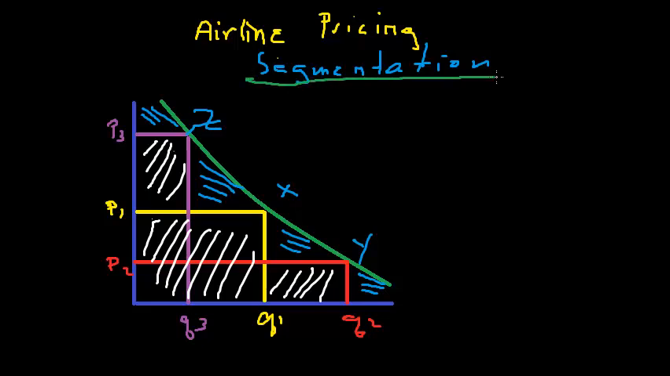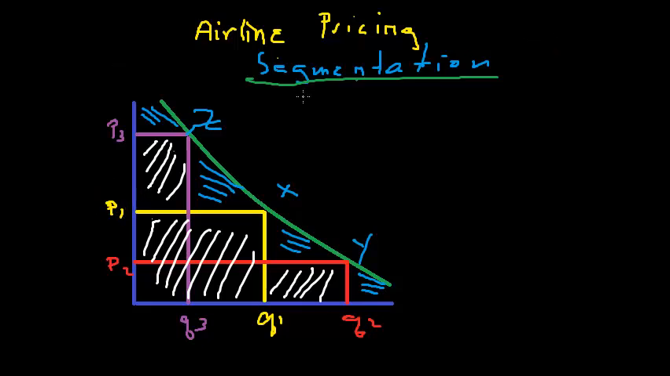So if they just put these three prices out there, well, as soon as the lower price hit the market, all of the seats would be sold at that fare. So the airline needs some way to prevent customers who are willing to pay a higher price from buying lower price seats. So they need to find a way to get the Z customers to only pay P3 and not to purchase the same product at a lower fare.